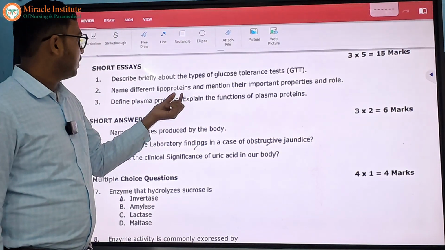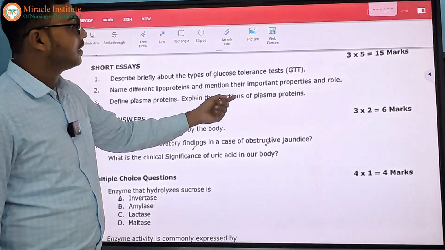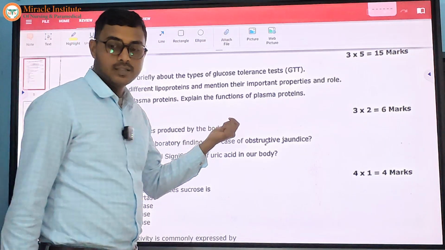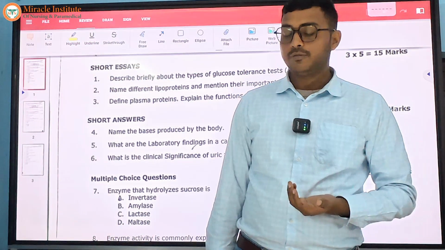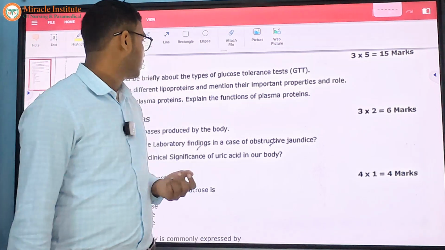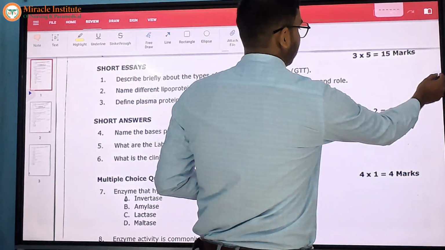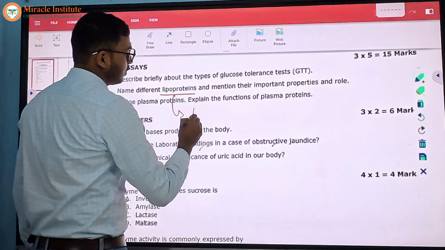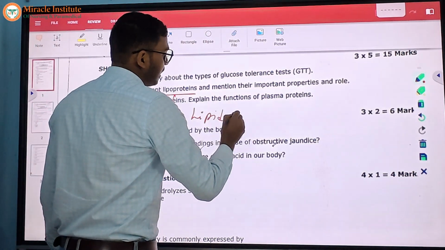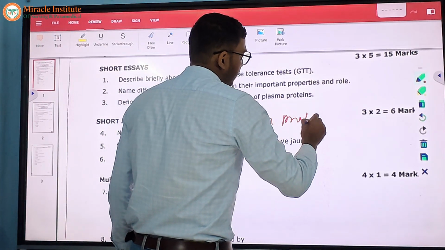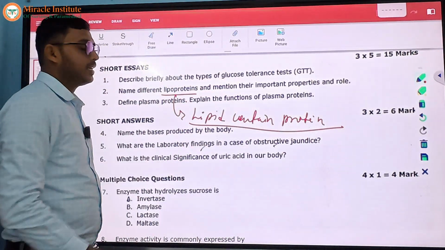Name different lipoproteins and mention their important properties and role. What do lipoproteins mean? At first we describe lipoproteins. There are 2 words: one is lipo and another is proteins. Lipid containing proteins. What does that mean? That is lipid containing protein. We describe it briefly.